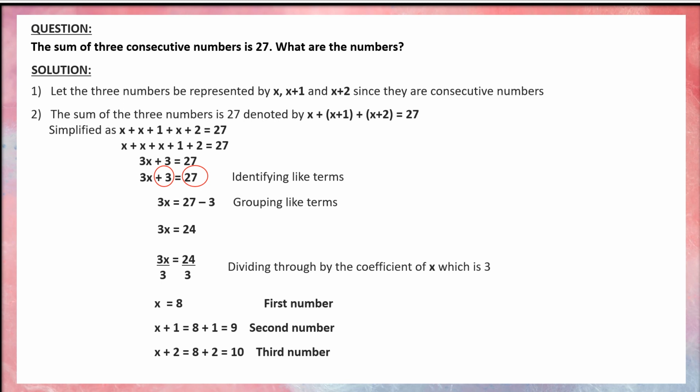x plus 1 is the second number. And what is x? 8. And then if you add 1 to it, you have 9. x plus 2 is the third number. x is 8. If you add 2 to 8, it's 10. So we now know what the three consecutive numbers are. The first is 8, the second is 9, and then the next is 10.